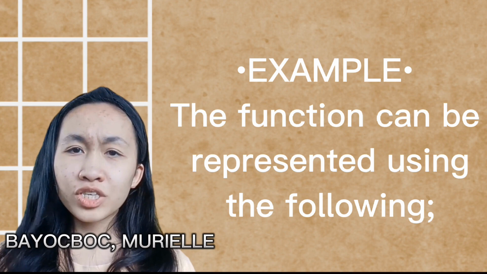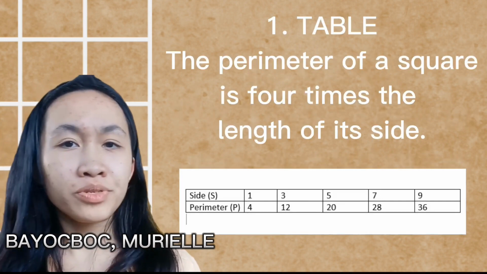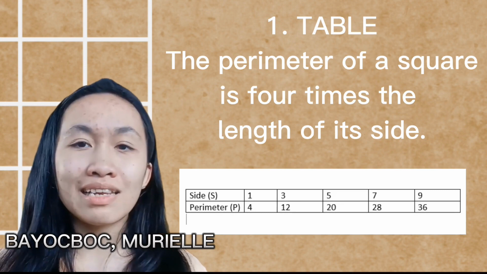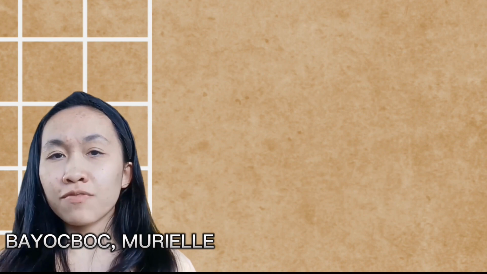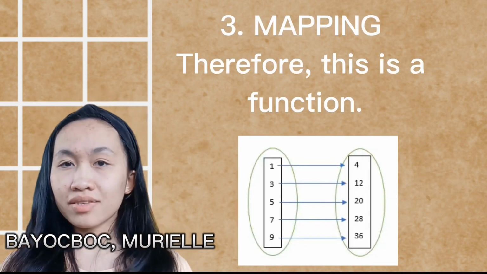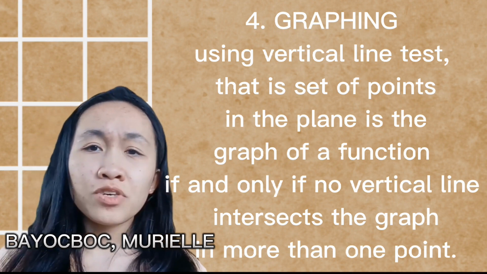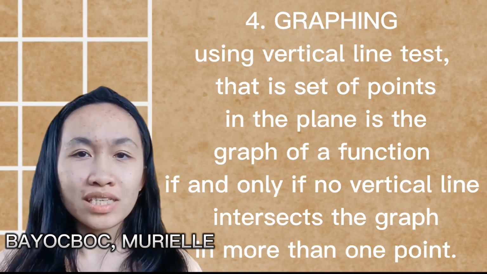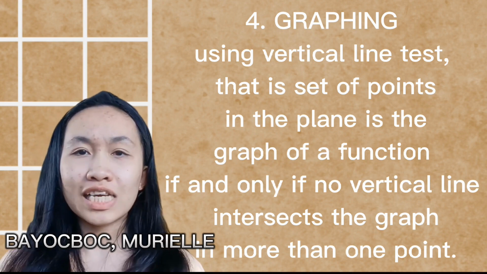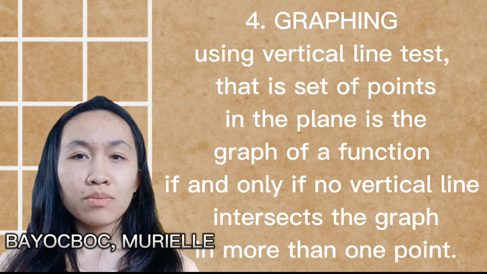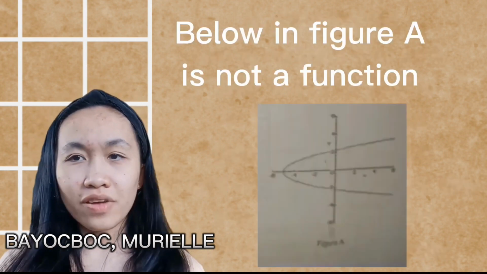Example, the function can be represented using the following. First, table. The perimeter of a square is 4 times the length of its side. Second, ordered pairs. Then we have mapping. Therefore, this is a function. Then last is graphing. Using the vertical line test, a set of points in the plane is the graph of a function if and only if no vertical line intersects the graph in more than one point. Below, figure A is not a function.